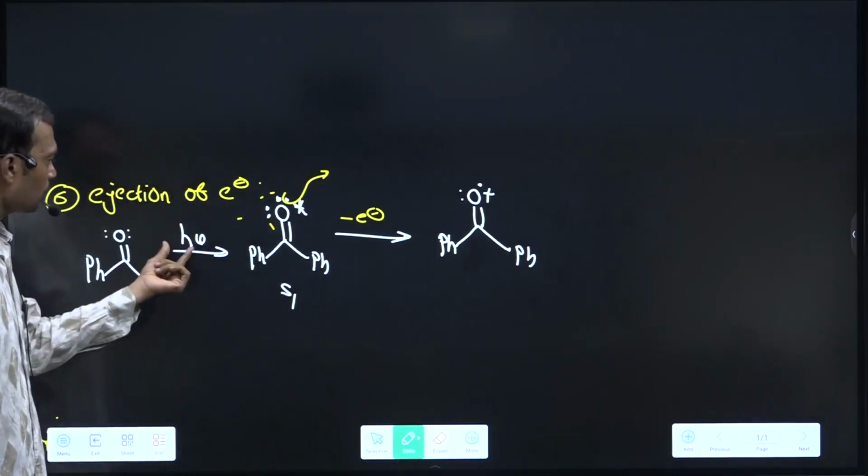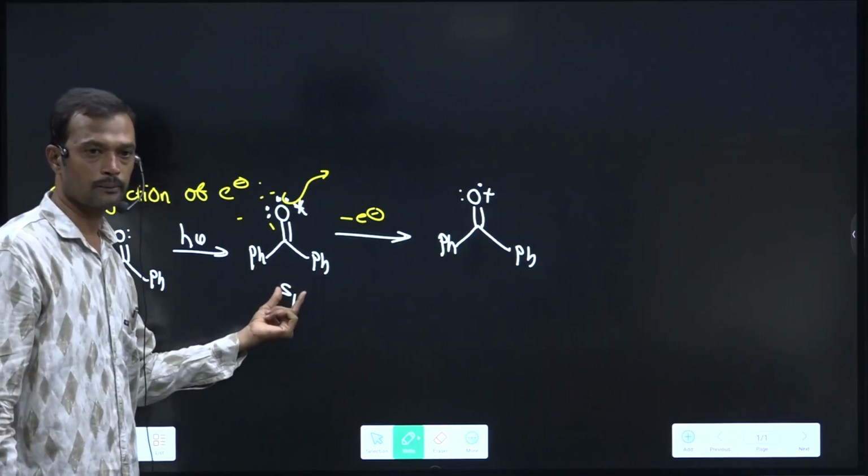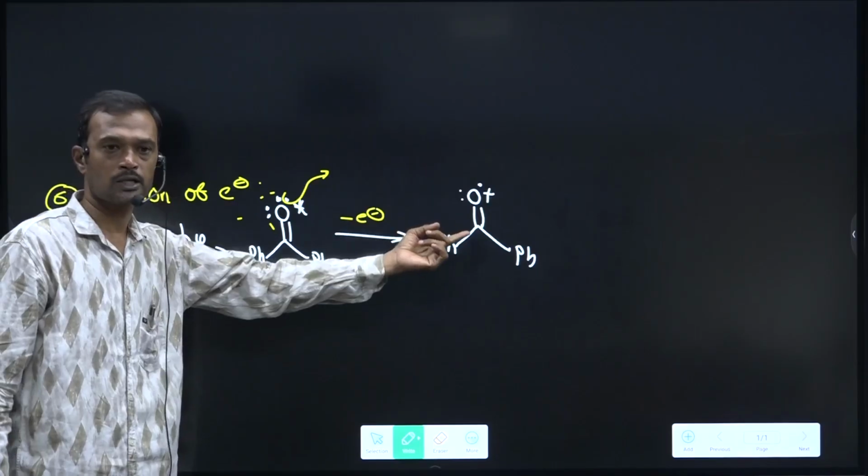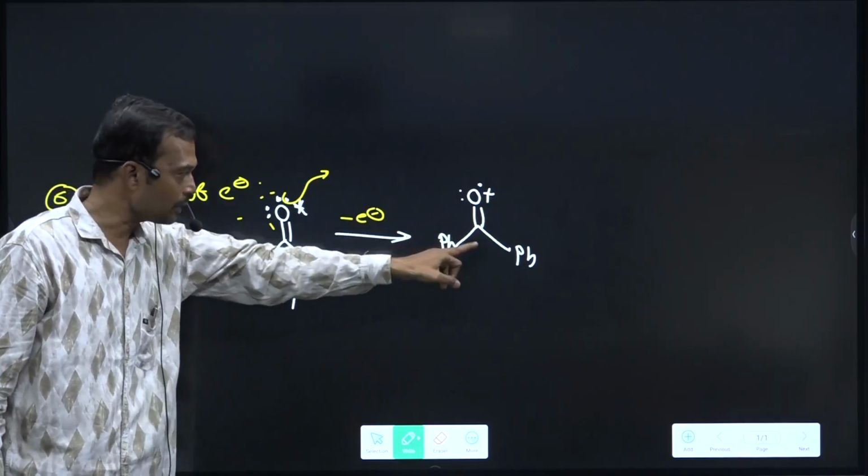When a ground state molecule absorbs light energy, it gets activated. After activation, this activated molecule loses an electron and that becomes stable. This is stable as compared to this one.